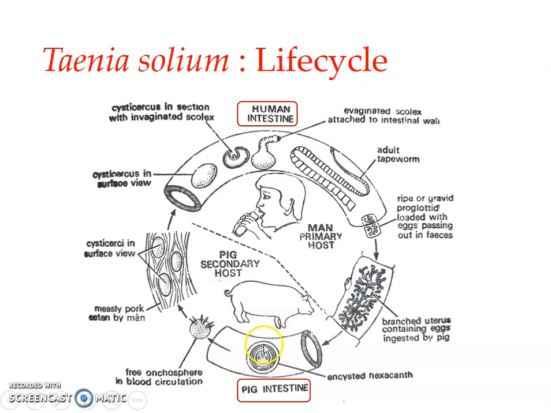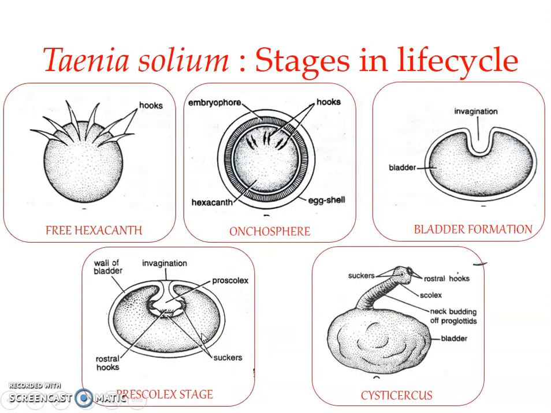Reaching the intestine, proteolysis will break down the membranes of the oncosphere and release the hexacanth. You can see the hexacanth with all those hooks here. Then this hexacanth undergoes transformation into the bladder worm, where through invagination it develops into the protoscolex, and the whole stage is known as the bladder worm stage.